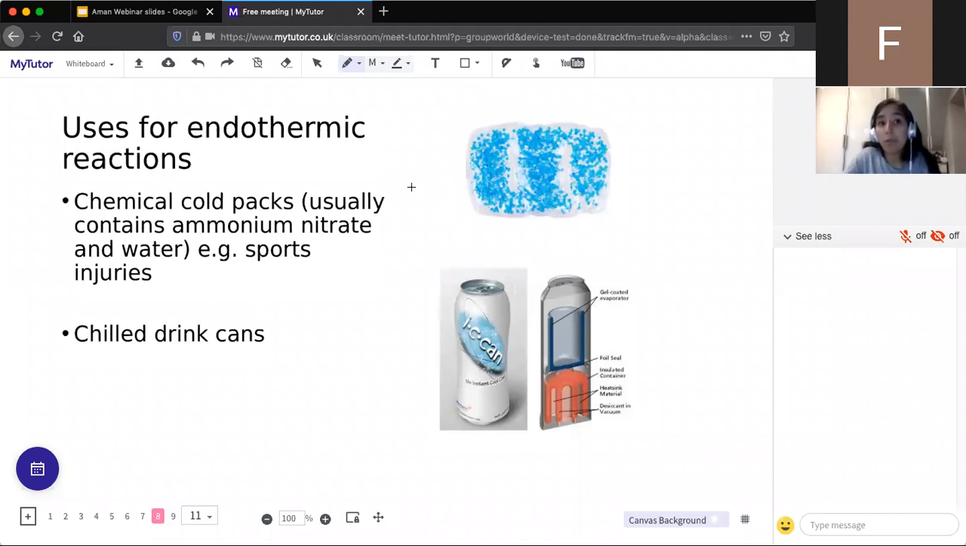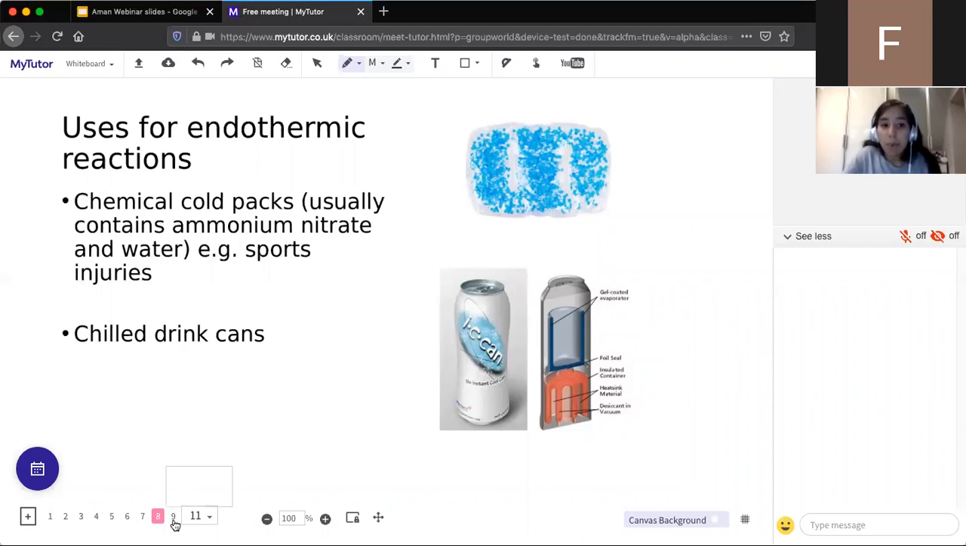So first of all, we've already defined what exothermic and endothermic reactions are. We know what the law of conservation of energy is, and that states that energy cannot be lost, it always stays the same, it can just be transferred into different forms. And we've covered some of the common uses of exothermic and endothermic reactions, and also some of the common examples of those reactions.